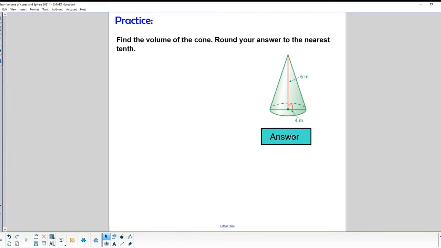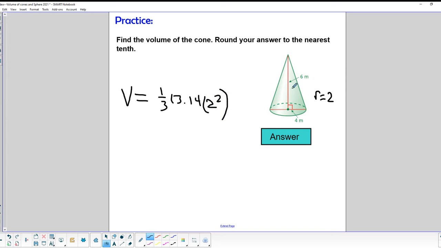Okay, let's do another one. Now this one has a diameter across the bottom, so in this particular cone we need to find the radius to use the formula, and the radius is going to be 2. So the volume is 1/3 times 3.14, so 1/3 pi times the radius squared, so 2 squared, and then times the height of the cone, which in this case is 6.